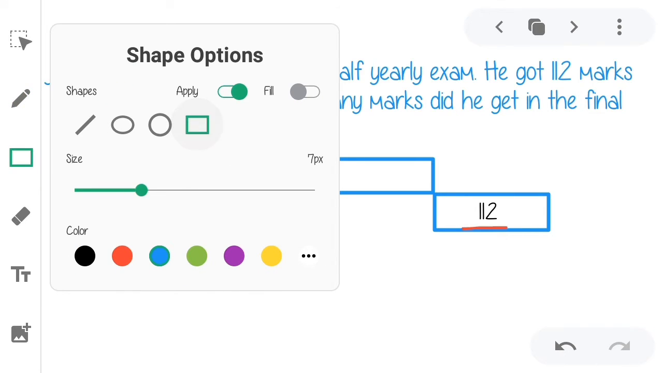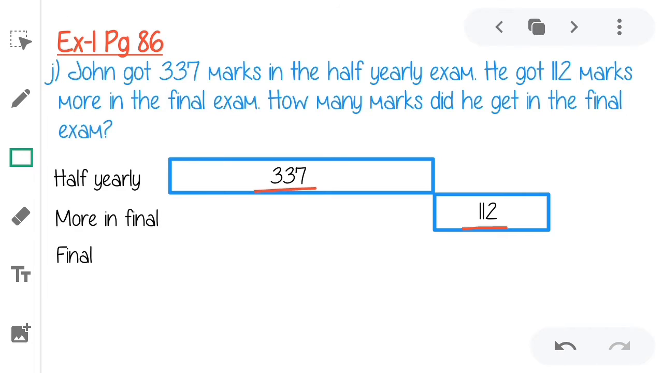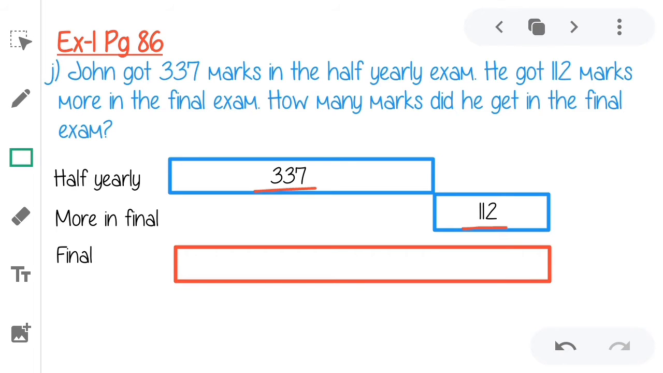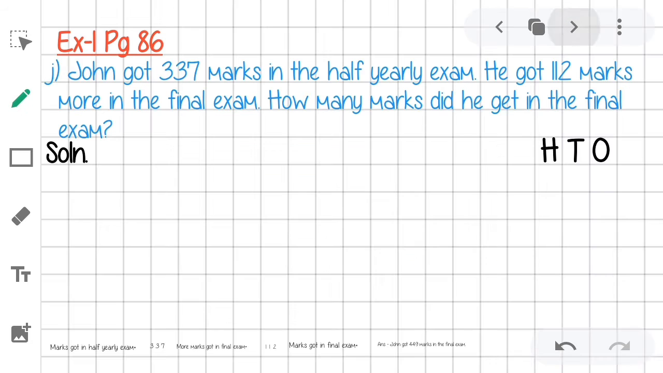So we can see here, in the final exam he will score these many marks, that is 337 plus 112. If you add 337 and 112, that is the total marks that John has scored in the final exam. So now coming to the procedure of how to write the steps.